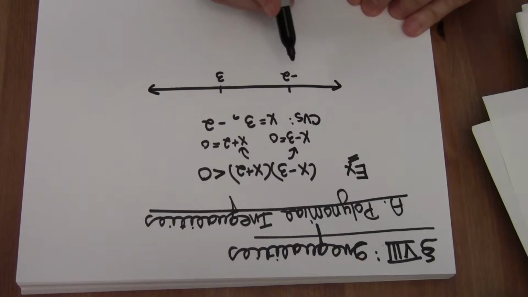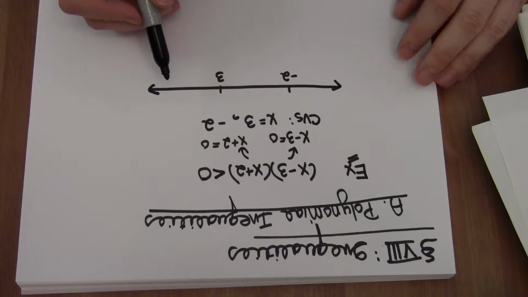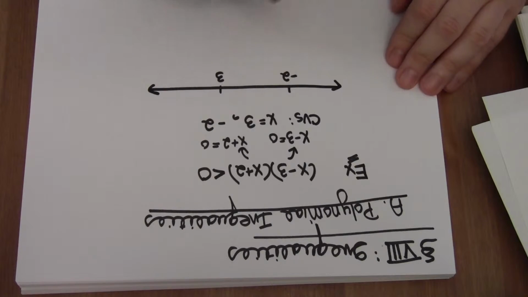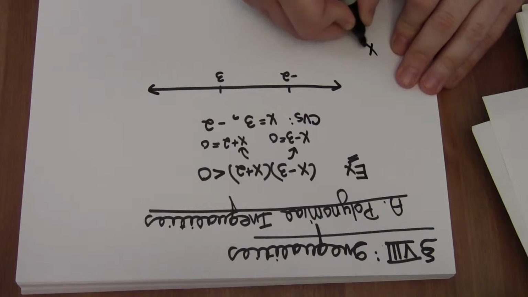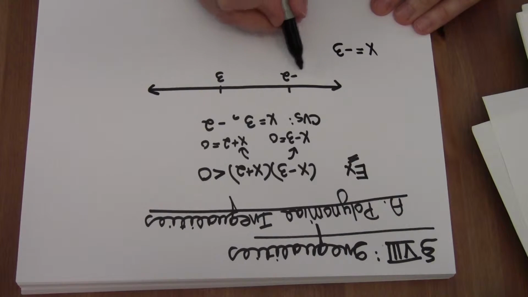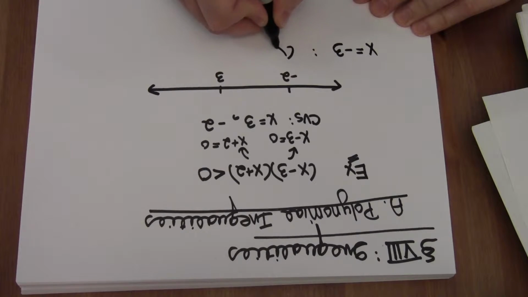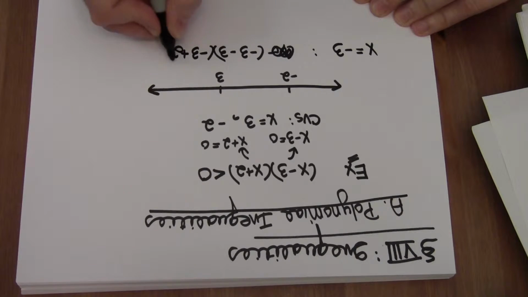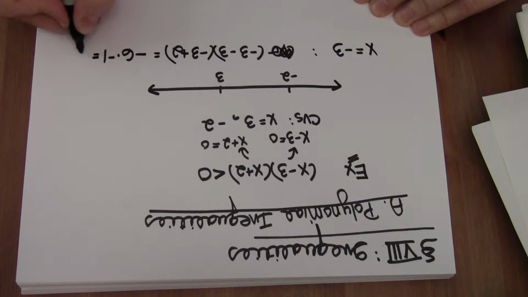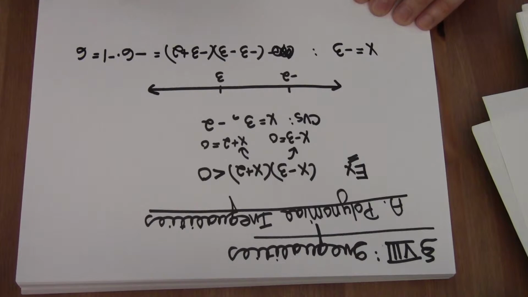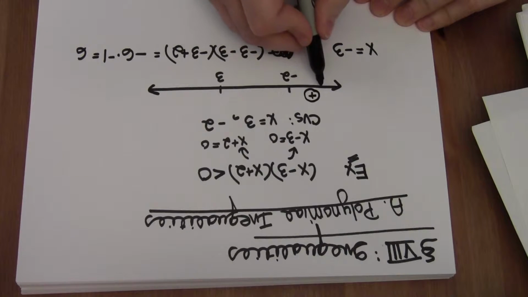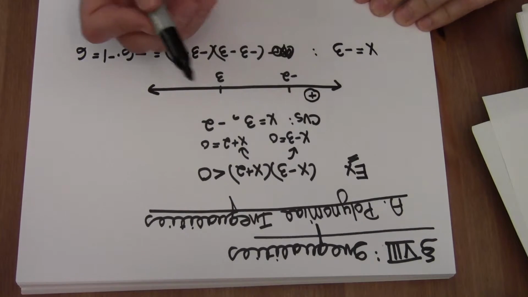What I'm going to do to determine the signs of my regions is plug in a test value within that region, see what sign I get, and then just label that region by that sign. First, I'm going to plug in x equals negative 3, because that's a good test value before negative 2. Plugging in negative 3, I get negative 3 minus 3 times negative 3 plus 2. That's negative 6 times negative 1, so that's positive 6. I don't even care about the 6 part so much as the fact that it happens to be positive. Any number you plug in that's before negative 2 will give you something positive when you plug into that expression.